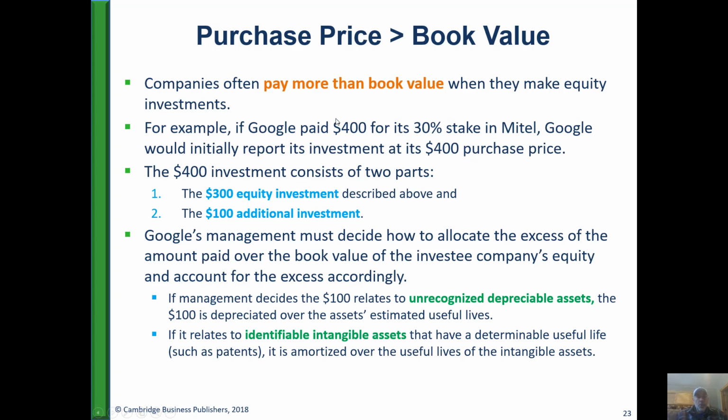So in this example, if Google were to pay $400 for its 30% stake in Mattel, they would initially report the purchase price as follows. The $400 would consist of two parts: the $300 equity investment and then the additional $100 investment. So Google's management now has to decide how to allocate the excess of amount paid over book. So they can go through and look at the individual assets on Mattel's books, and they can mark them up, and they can say, well, Mattel's book value wasn't reflective of the value of the assets that we purchased a stake in, or they can just attribute it to goodwill.